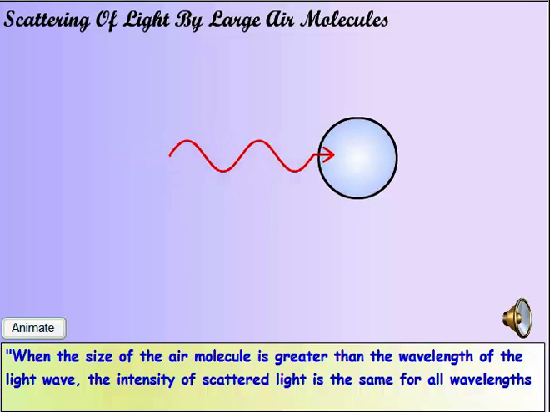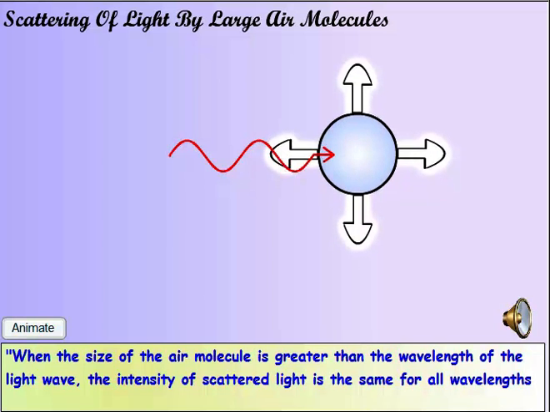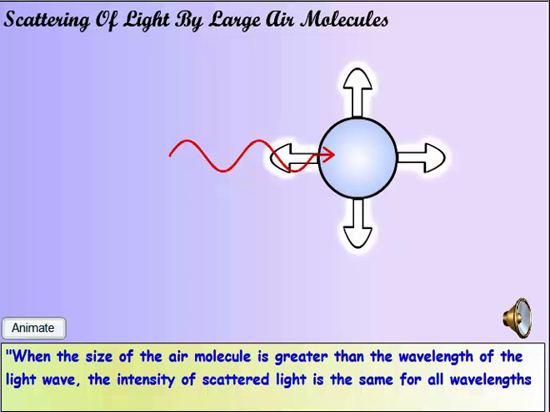When the size of the air molecule is larger than the wavelength of the light wave, the intensity of the light is the same for all wavelengths and appears white.